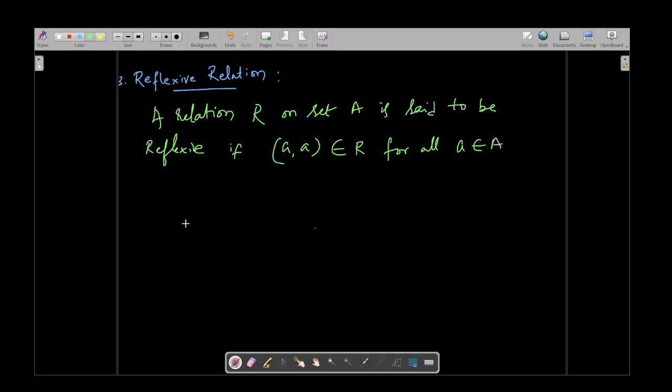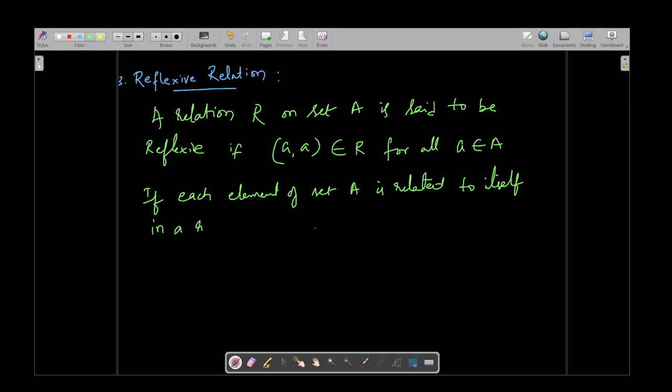In simple terms, what we can say is, if each element of set A is related to itself in a relation R, then we can say R is reflexive.